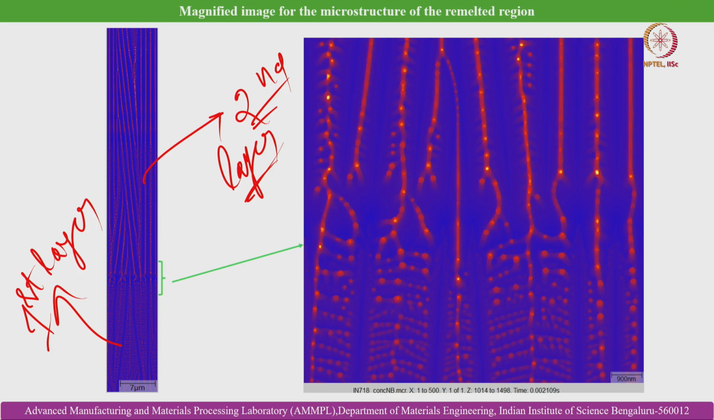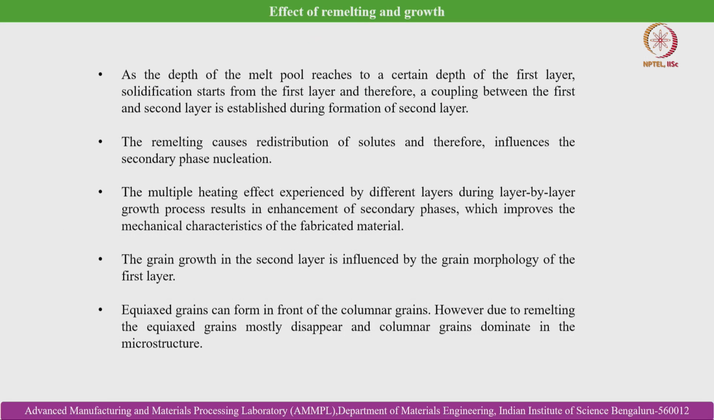So, that is why it is highly dynamic and transient in case of additive manufacturing, and that also affects the microstructure formation. So, the effect of remelting and growth. As the depth of the melt pool reaches a certain depth of the first layer, solidification starts from the first layer, and therefore a coupling between the first and second layer is established during formation of the second layer. That is what I explained. So, the remelting causes redistribution of solutes and therefore influences the secondary phase nucleation.